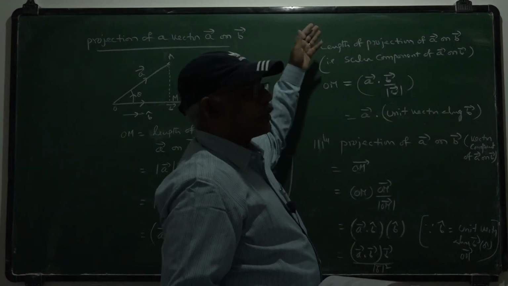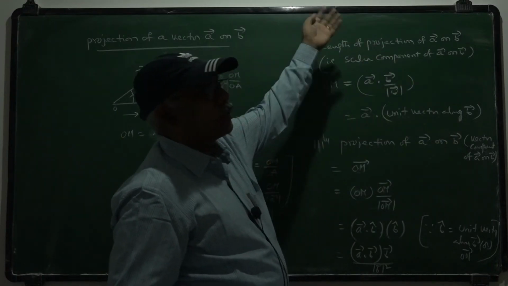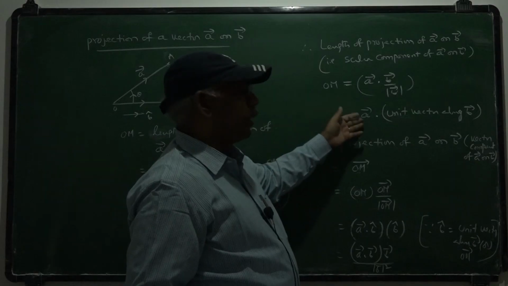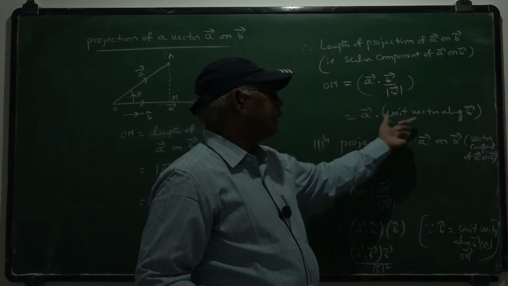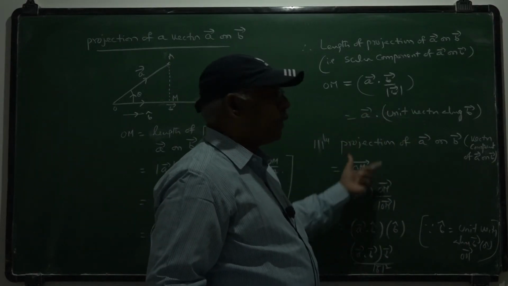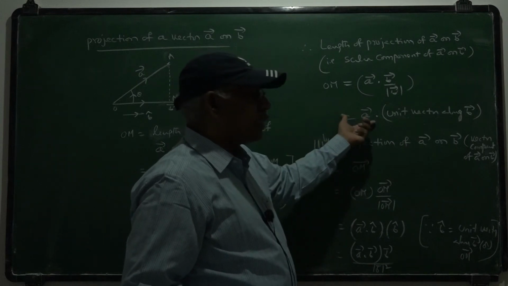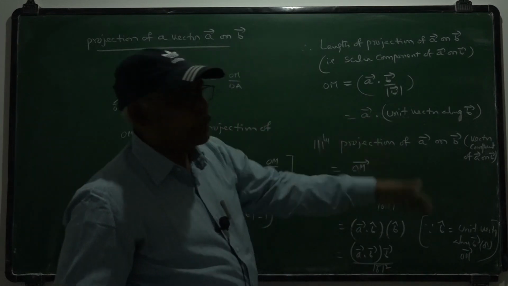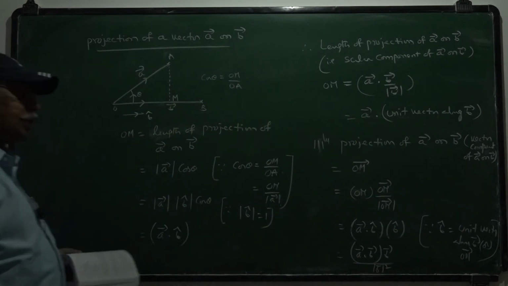Whereas the scalar component, otherwise the length of the projection, is given by A bar dot the unit vector in the direction. Yes, a little bit of difference between these two. This is clearly a scalar. This is a vector in the direction of the projection.